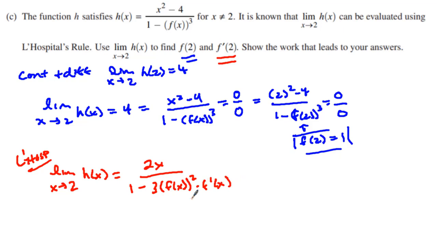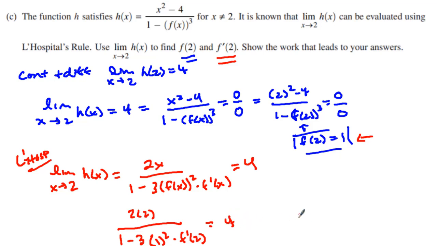And so now I can plug in some numbers because I know it's differentiable. This is not going to equal an indeterminate form anymore. So I can plug 2 in for things, can't I? Now I know all of this limit equals 4, don't I? So we have 2 times 2 on my numerator. I have 1 minus 3 times, do I know what f of 2 is equal to? I sure do. Remember back here, it was equal to 1. So we have 1 squared times f prime of 2, and all of that nasty guy equals 4.